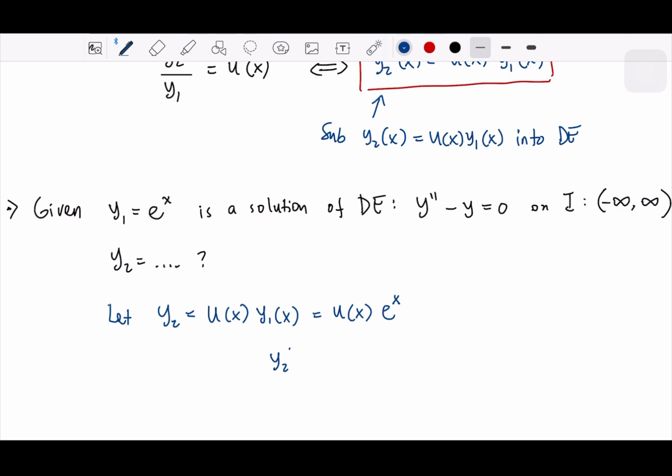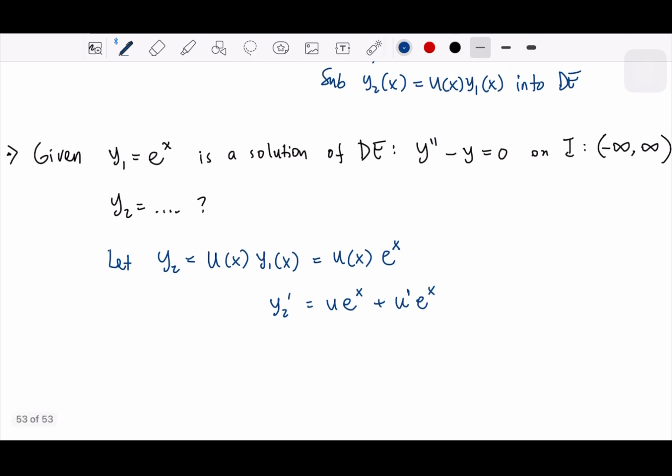So y2 prime is u. Let me just write u without the x to make it easy. So u e^x, plus u prime e^x, right? And then one more time to take the second derivative. u e^x, this is again the same, and this will be equal to u prime e^x, and then plus u double prime e^x, right? Just a normal product rule.